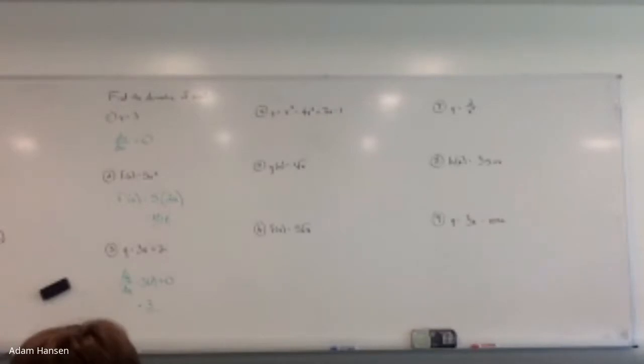Think about what the derivative of x to the third would be. Think about what the derivative of 4x squared would be. What 7x and minus 1 would be. Write them all down. There's your final answer.